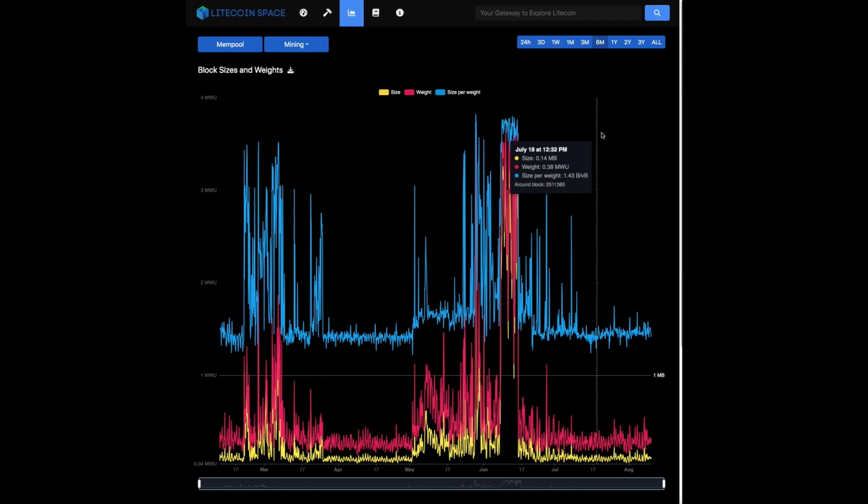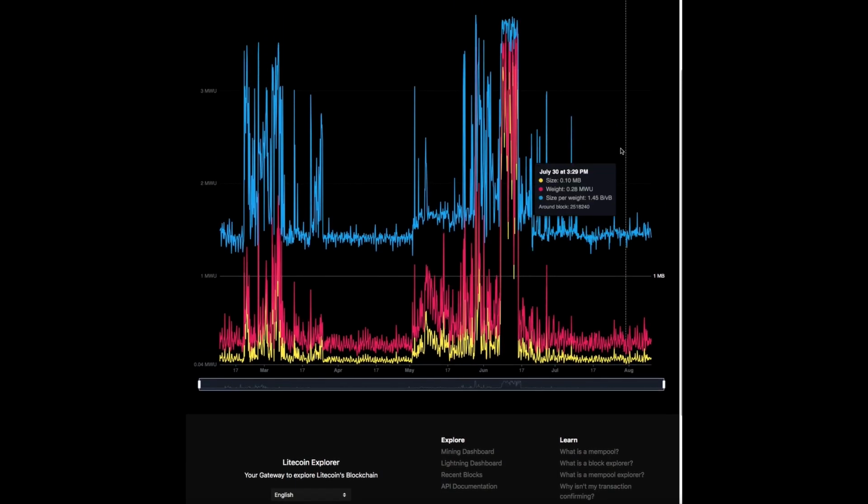Time really, it just works fantastic, right?